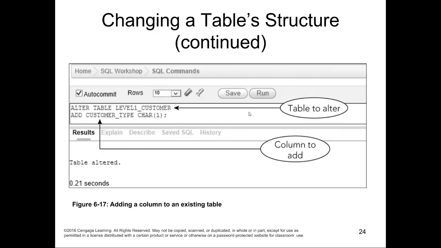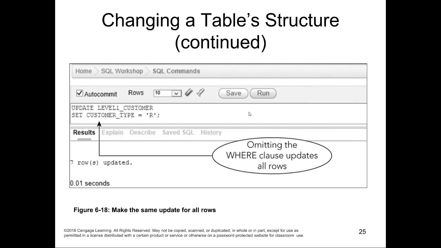So here we're altering this table, the level 1 customer, and we're going to add a new column called customer type, and we're going to make it a char 1. Now that we've done that, let's go ahead and set that default value, which in this case is customer type equals R. You can see we have no where clause, and since we've omitted the where clause, all rows will be updated to customer type equals R.